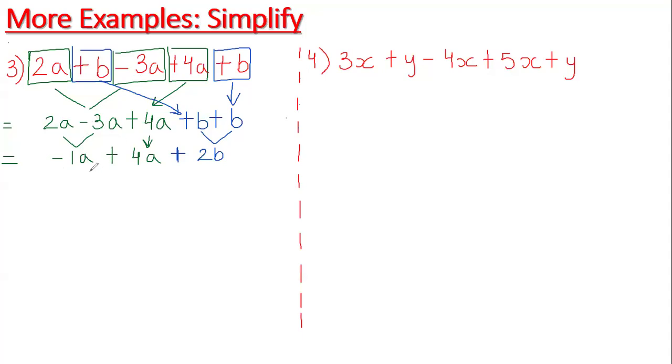We say negative 1a plus 4a. And that gives us what? Positive 3a. Positive what? 3a. It's going to be positive 3a.